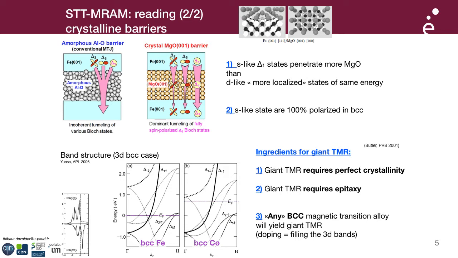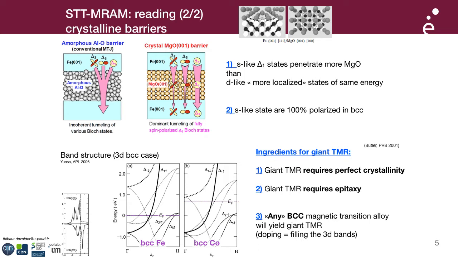The majority band crosses the Fermi level, but the minority spin band doesn't cross the Fermi level. So these states are fully 100% spin polarized, so that you can get in principle a very high, if not infinite, magnetoresistance, provided you have perfect epitaxy inside the stack and perfect crystallinity of the barrier.